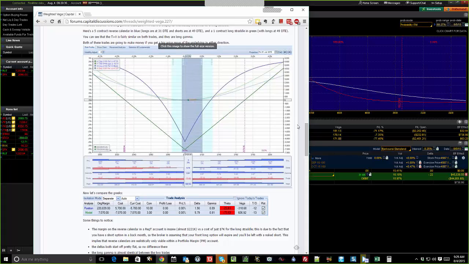All right, and that was basically it, Tom, unless you guys have questions. Paul Demers, Ron? I know you mentioned that OptionView does show some weighted Vega effect.